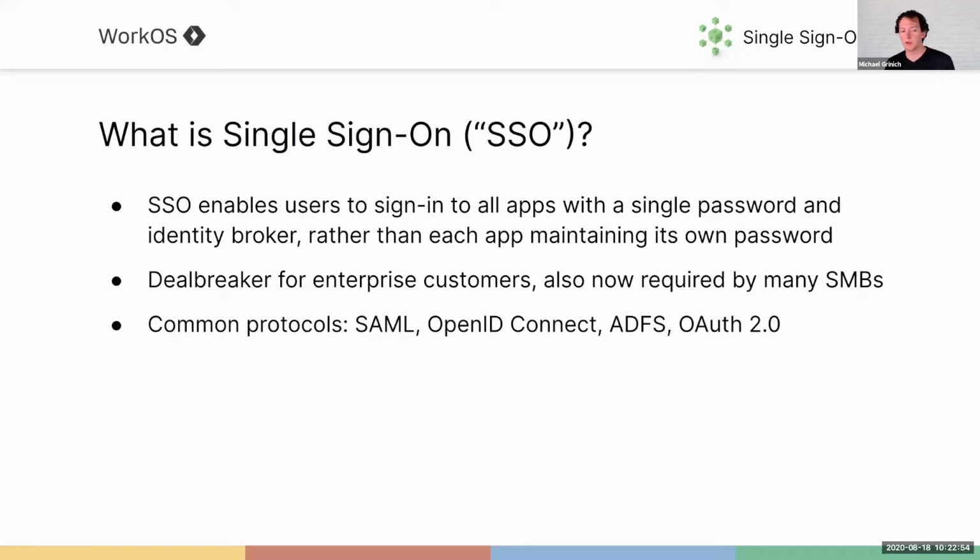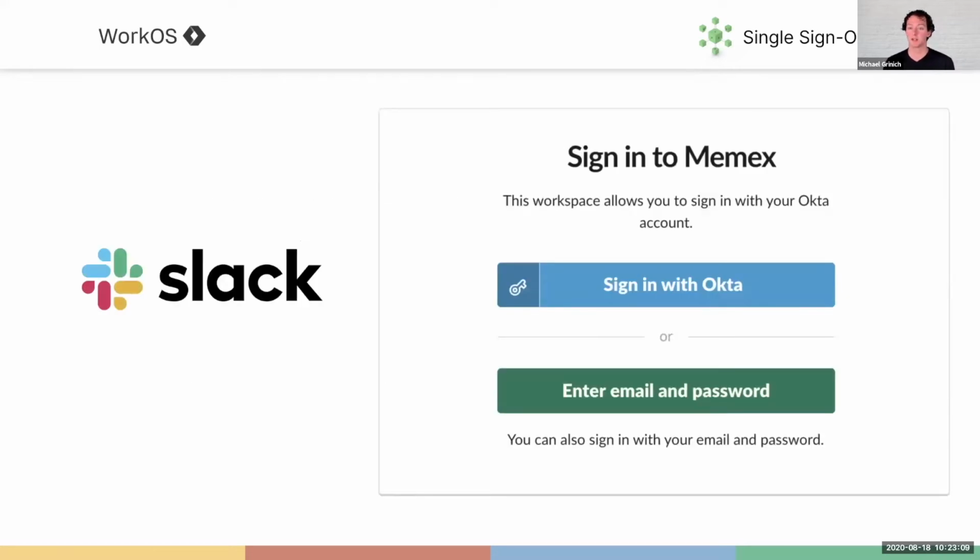Some common protocols that you might have seen are things like SAML or OpenID. ADFS is one by Microsoft. So there's a bunch of different protocols actually doing the authentication. And you've probably seen this before. If you use Slack, this is really common. Usually with Slack, you can sign in with an email and password. You can sign in with Google. Here, Slack is configured to sign in with Okta. Okta is one of the identity systems that an enterprise company might use.